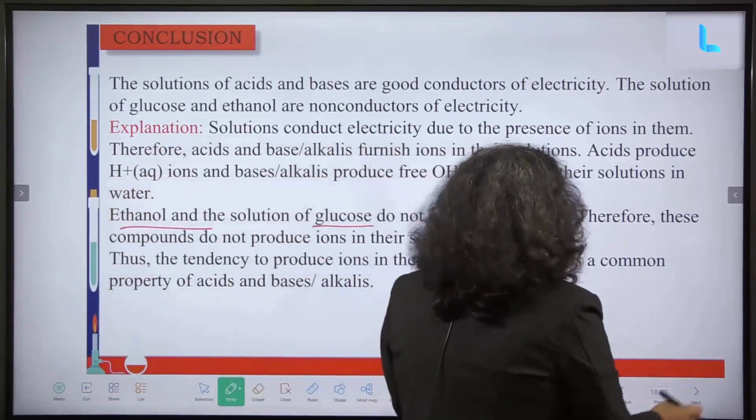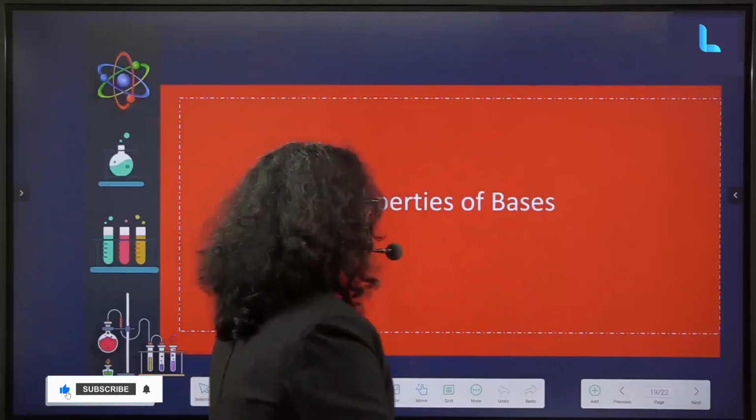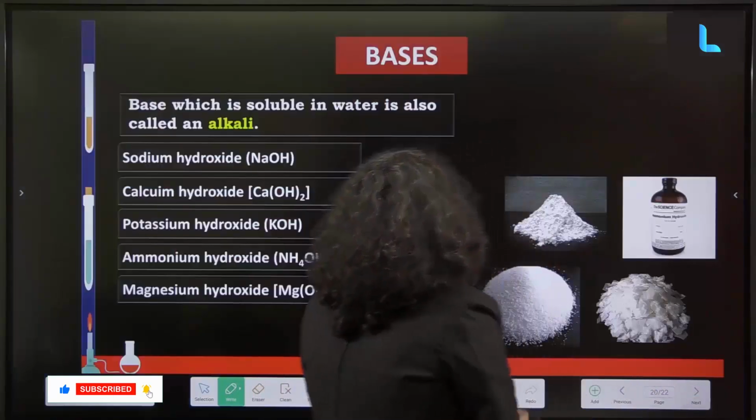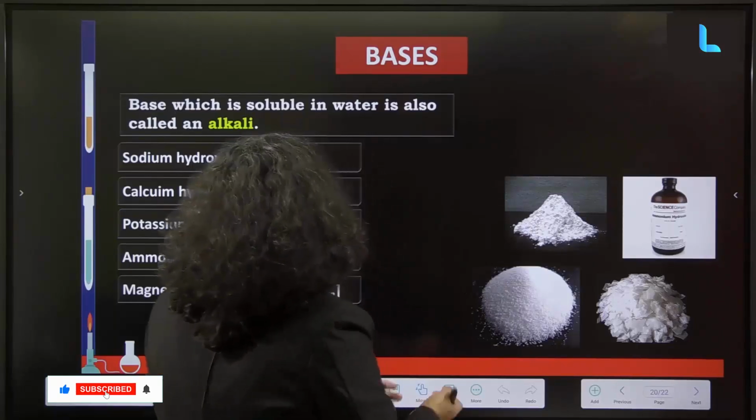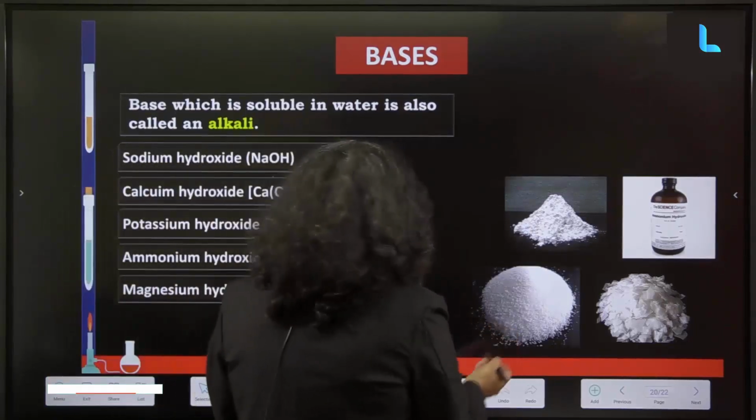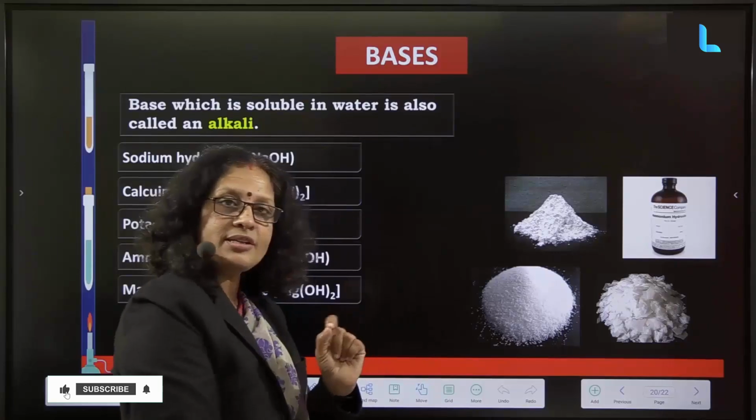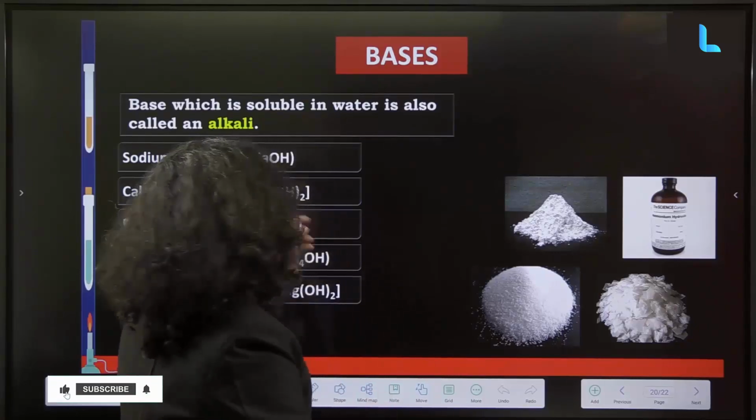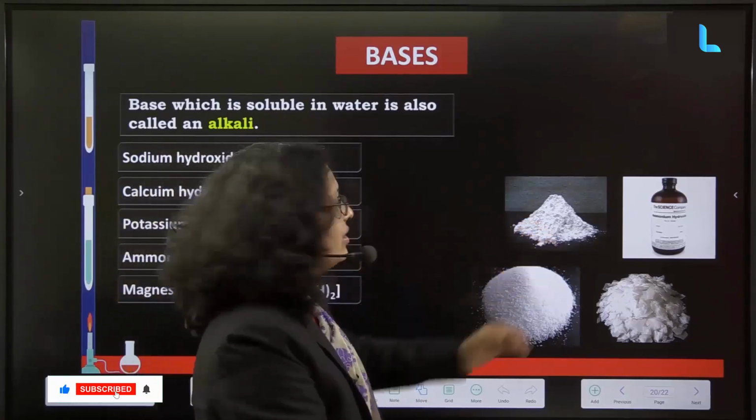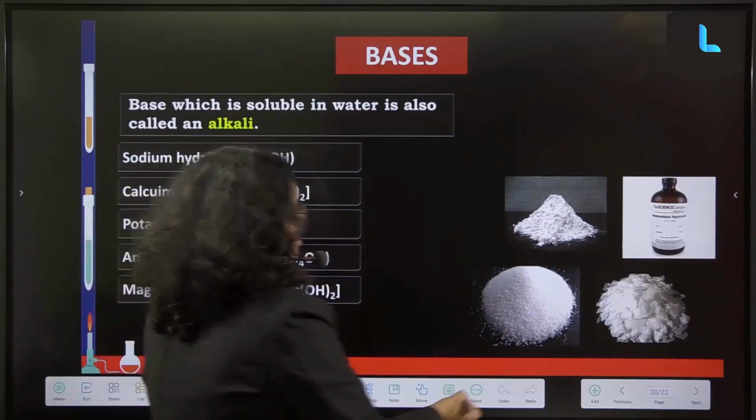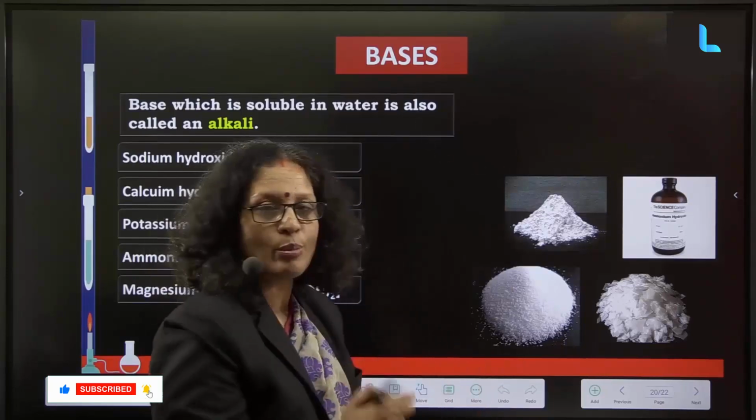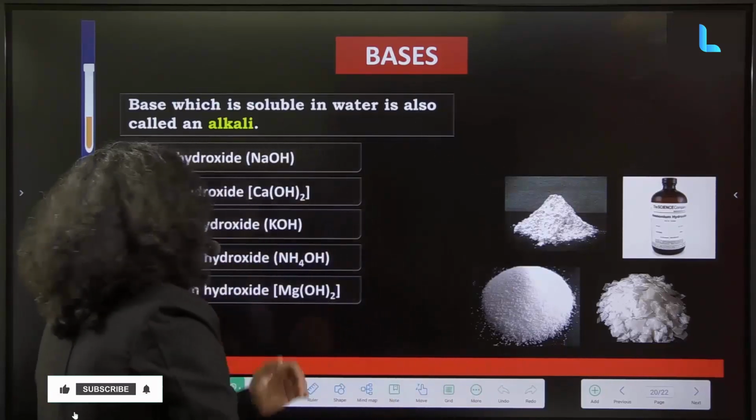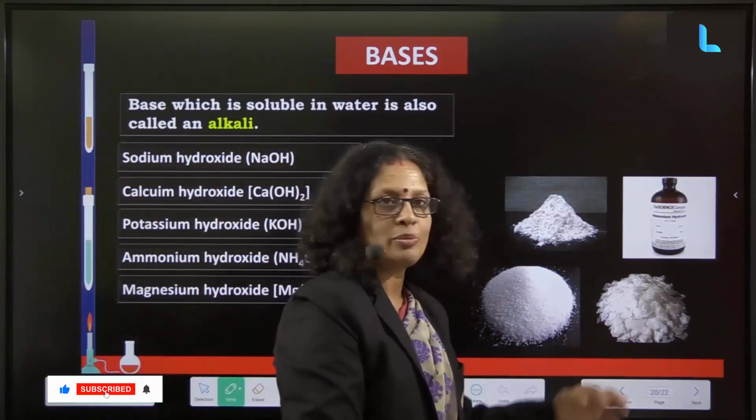Okay, let's see now the properties of bases. What are the special properties of bases? We can see here a few bases. Pictures are also given of how they look. This is sodium hydroxide, which looks like small pellets. Then calcium hydroxide is present here. Then we have potassium hydroxide, which is not shown here. Ammonium hydroxide is in the form of liquid. And we have magnesium hydroxide.